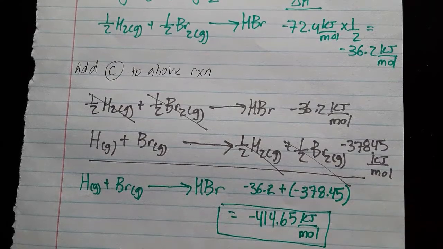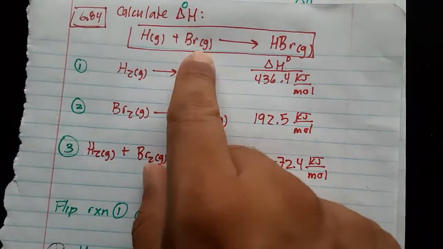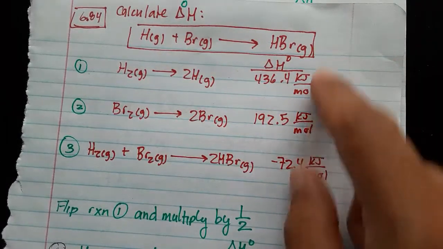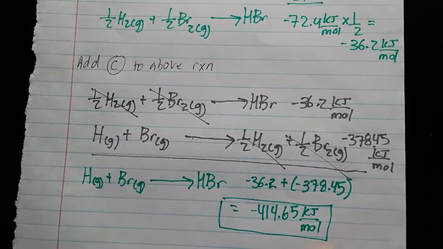So that is an application of Hess's law, where we manipulated these three equations to get our final equation. Utilizing the individual enthalpies, we got the enthalpy of the entire reaction.